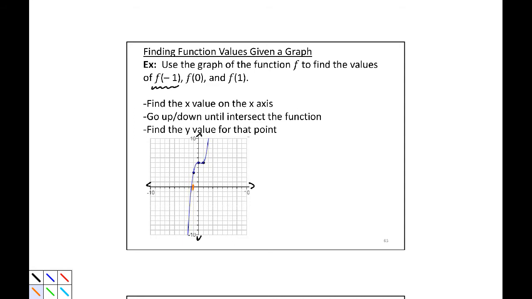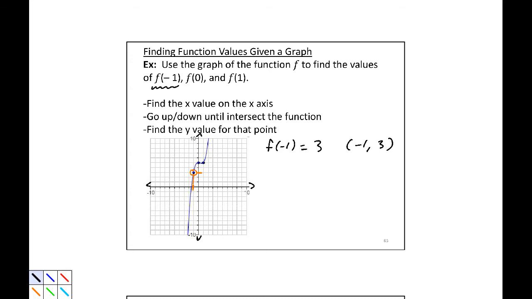So if we find our input of -1, what is the y value, or the ordered pair that lines up with that? Well, if we trace up here, we see this point right here that is at a y value, an output value of 3. So f of -1 is 3, which means we have the point -1, 3 on our graph.